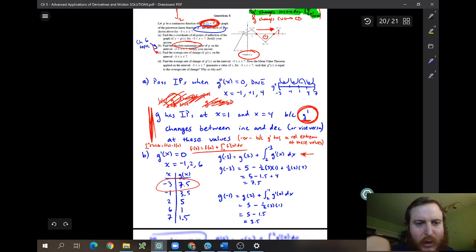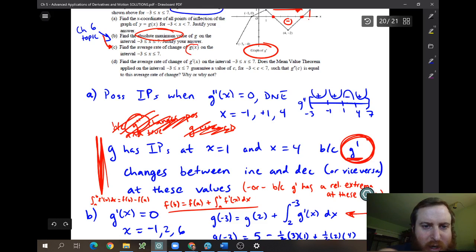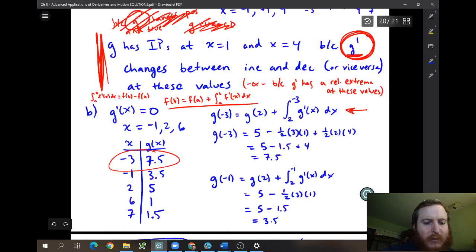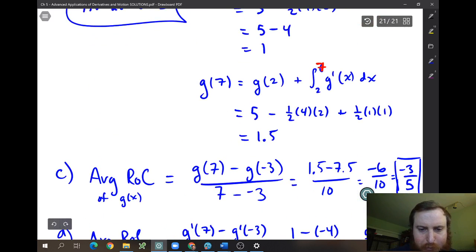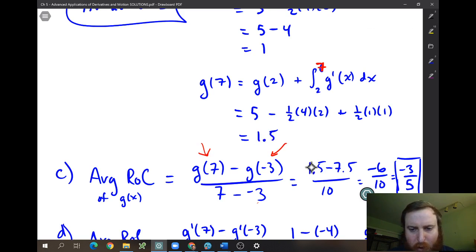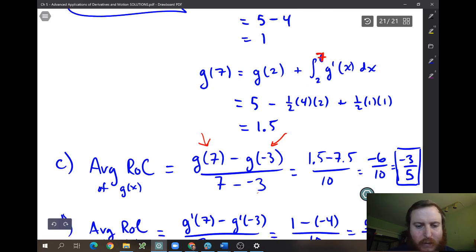Okay, next up, it says find the average rate of change of g of x. The formula will be g of 7 minus g of -3 over 7 minus -3. And we just got those values in part C. So if we did part C correctly, we just go and grab them. g of 7 was 1.5. g of -3 was 7.5. So it's 1.5 minus 7.5. That's -6 over 10, which is -3/5.